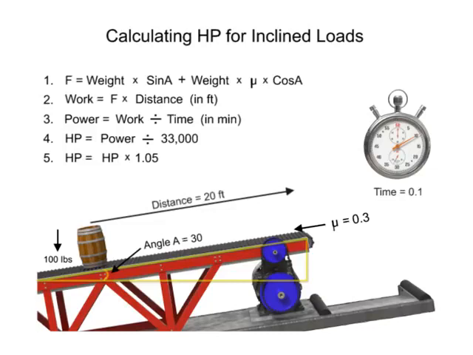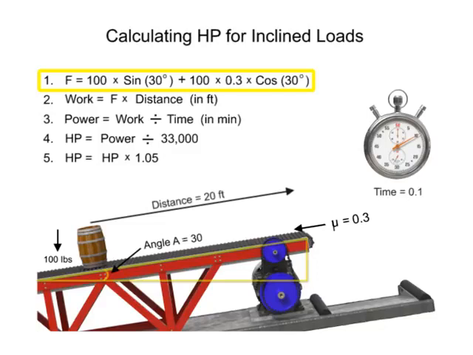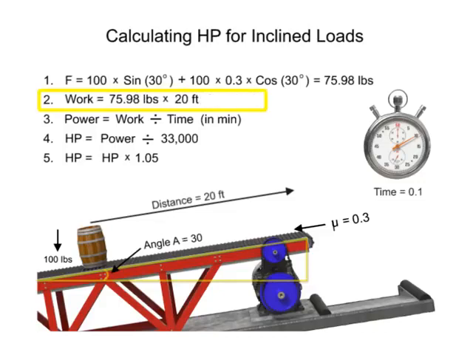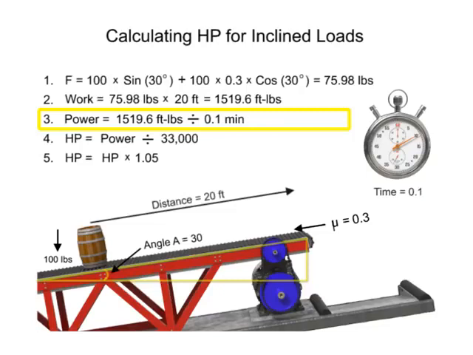Once these two forces are combined, we can continue with the same steps used previously to calculate the size of the motor required. First, find the force required by adding the force required to raise the load to a higher elevation with the force required to overcome the friction. In this system, the force is 75.98 pounds. Then determine the amount of work required by multiplying the force by the distance, 20 feet. For this system, the work required is 1,519.6 foot-pounds. Next, calculate the power by taking the work and dividing by the time, 0.1 minutes.